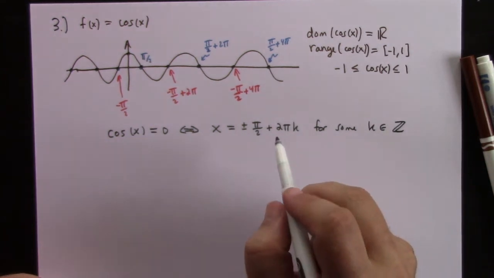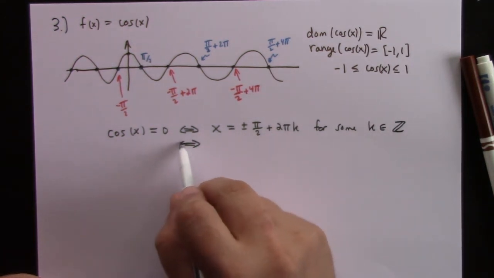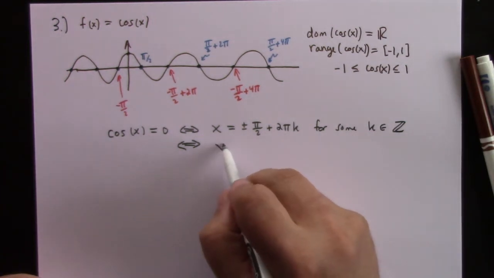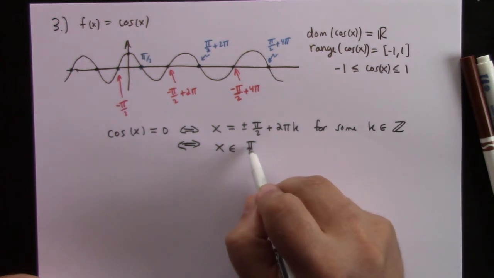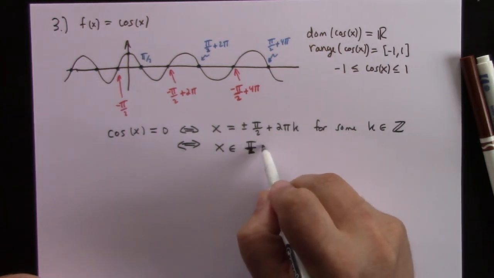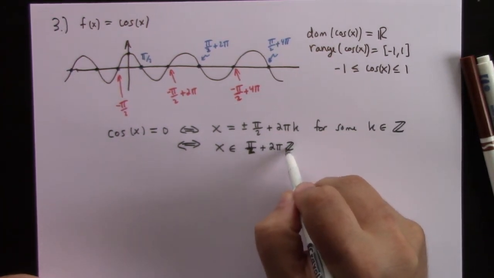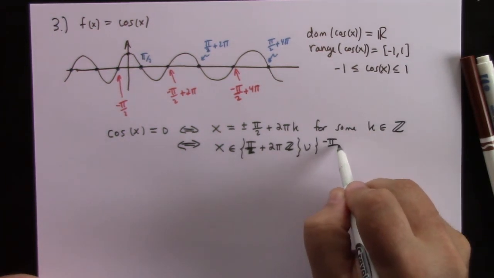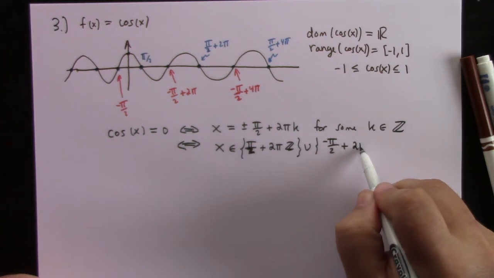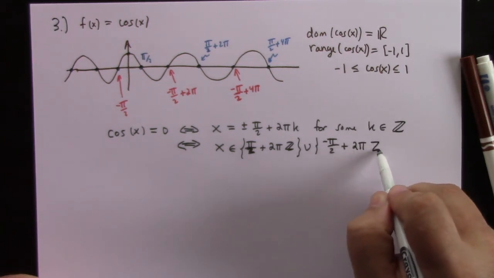If you like what I did in the other answer, you could also say this: x is an element of pi over 2 plus 2 pi Z, union minus pi over 2 plus 2 pi Z. You could write it like that if you're so inclined.